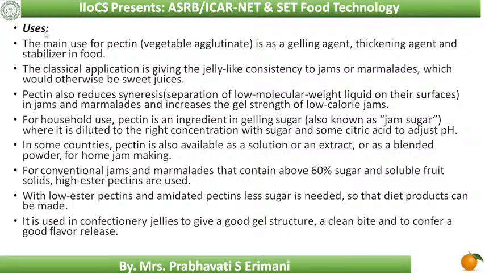Now we will understand the uses of this pectin. The main use of pectin is as a vegetable agglutinate. It is a gelling agent. It is called a vegetable agglutinate because it acts as a gelling agent, thickening agent and stabilizer in food. The classical application is giving a jelly-like consistency to jams and marmalades. In sweet juices also it will give thickness. It also reduces syneresis, that is, the separation of low molecular weight liquid on the surface of the jam. So nice setting because of pectin.